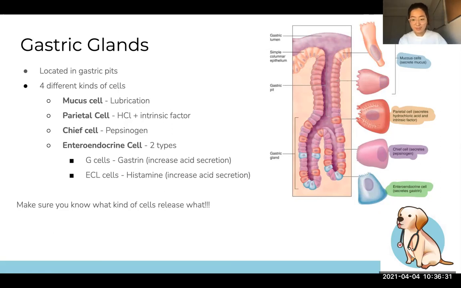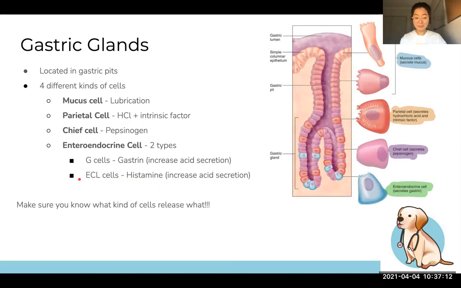Then we've got your parietal cells, which I think are red here. These secrete your hydrochloric acid as well as intrinsic factor. We'll get into the nitty-gritty of this in just a moment, but know that parietal cells secrete hydrochloric acid and intrinsic factor. Chief cells then secrete your pepsinogen. Pepsinogen is later converted into pepsin, which then breaks down your proteins. And you've got your enteroendocrine cells, and we've got 2 types. You've got your G cells, which secrete gastrin, and your ECL cells, which secrete histamine. Basically, both of these pretty much just enhance acid secretion. Once again, I'll explain this in just a moment, but that's pretty much all you need to know about these.